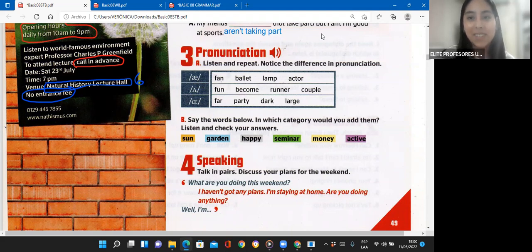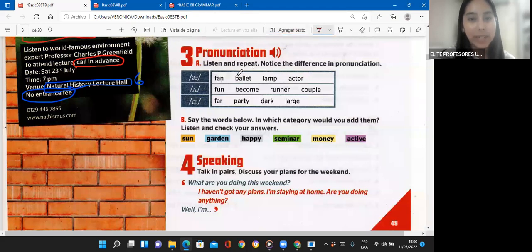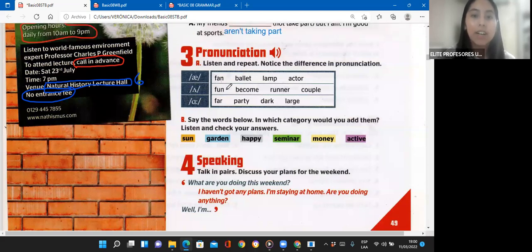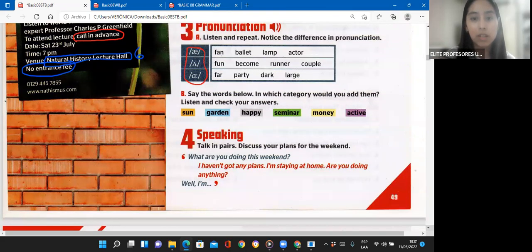Okay, you see, that was the British accent. In American, how would it be? Fan, ballet, lamp. Actor, not actor, that is in British, okay? Actor. Fun, become, runner, couple, far, party, dark, large. That is the difference. When you have this, it's referring in the majority of times to the British accent. That is part of the pronunciation that they have. They put that in schools, also in institutes, but we are going to use the American one, so we don't need that, okay?